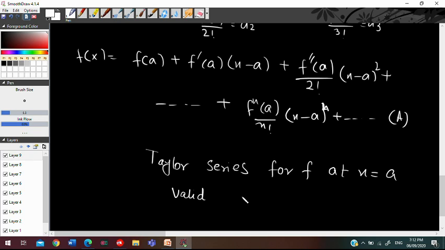This expansion is valid if it is convergent. If this series is convergent, then we can say that this expansion is a Taylor series for f at x equals a, and the expansion is only valid if it is convergent.